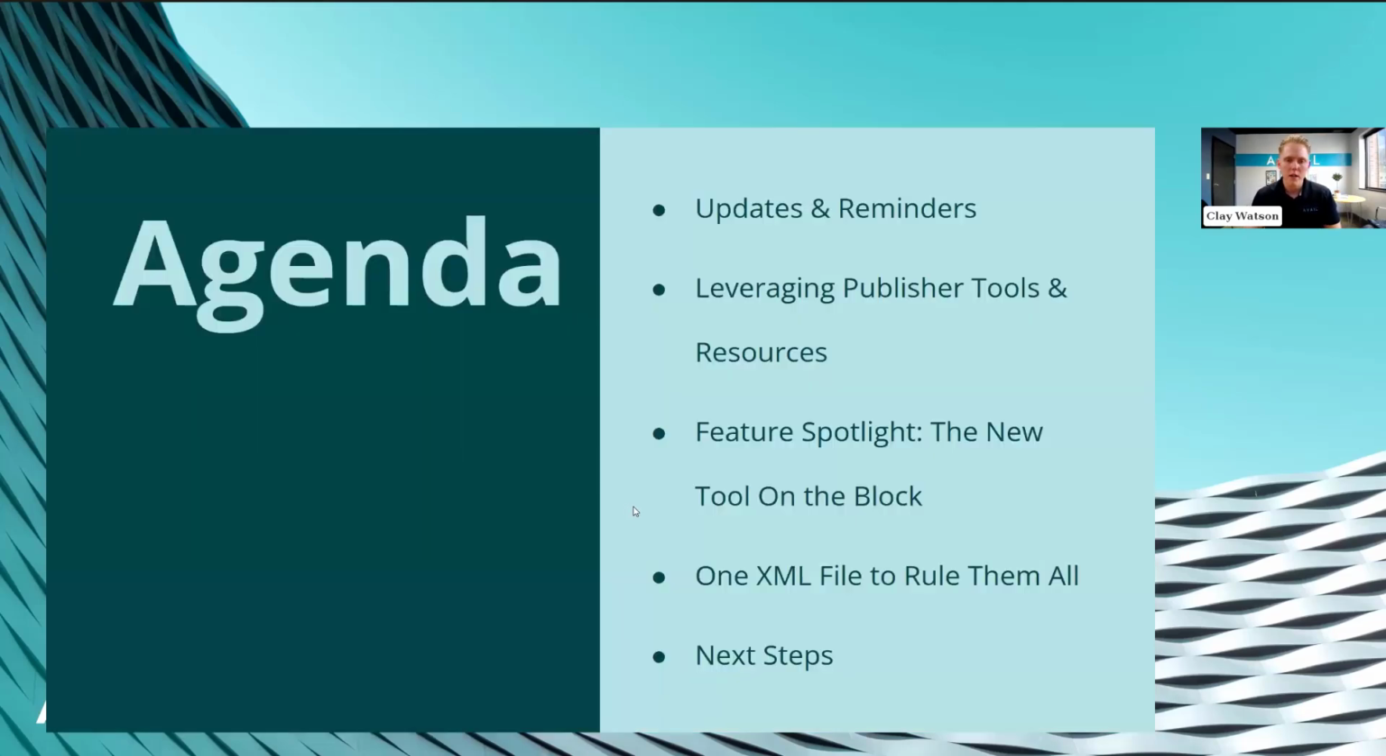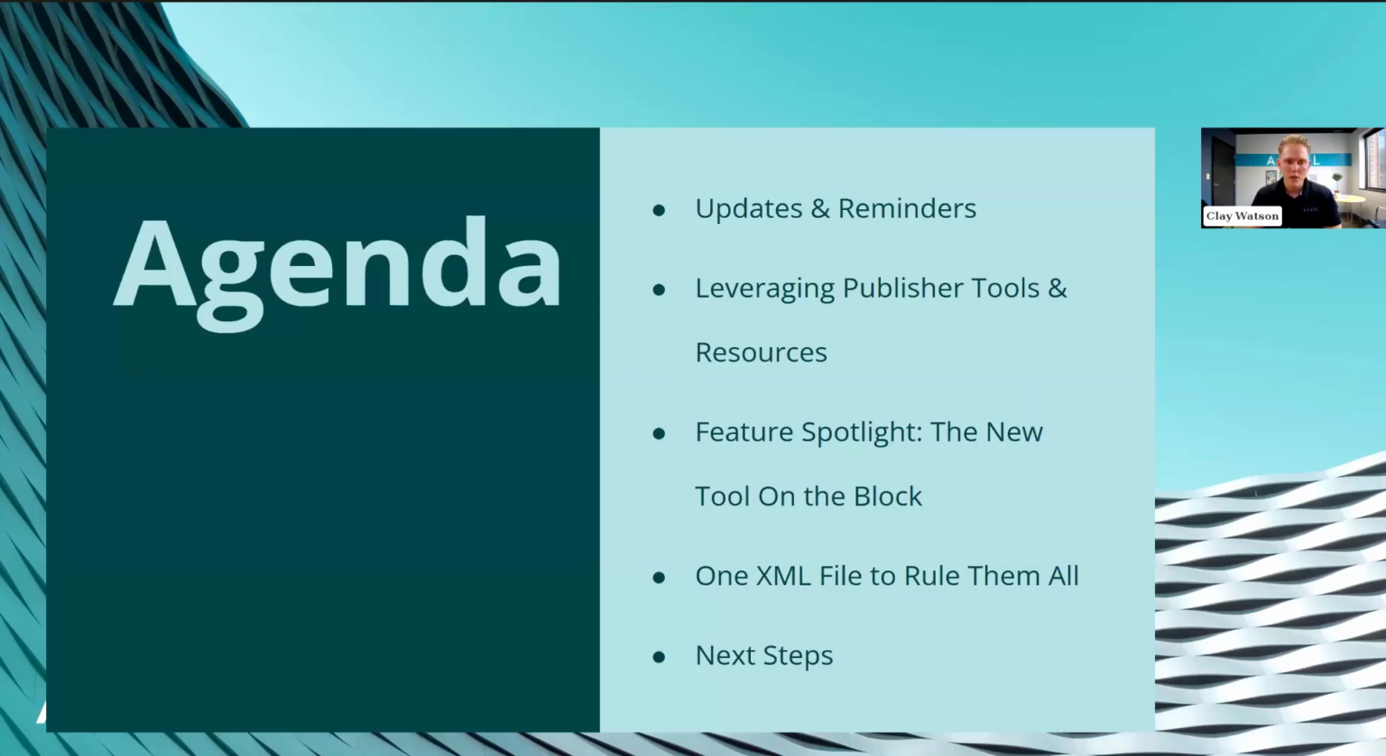To go over the agenda, we'll go over a couple of updates and reminders. We've got some current customers of AVAIL and some new or prospect customers as well, so I'm going to go over a couple of different updates there. Then we're going to dive into some of the topics. We'll cover several things around the publisher tools and resources that we've made accessible through AVAIL. We're going to spotlight a brand new feature with our recent 5.0 version of the AVAIL desktop application. That's the new tool on the block.